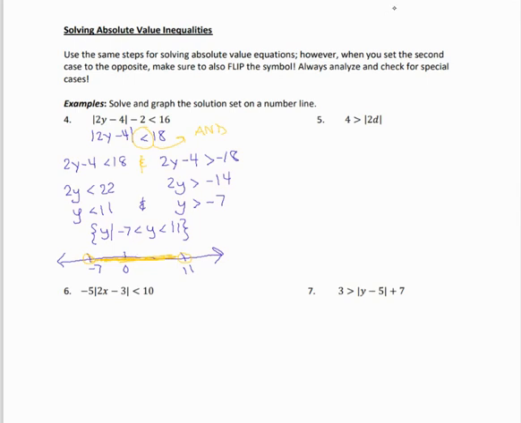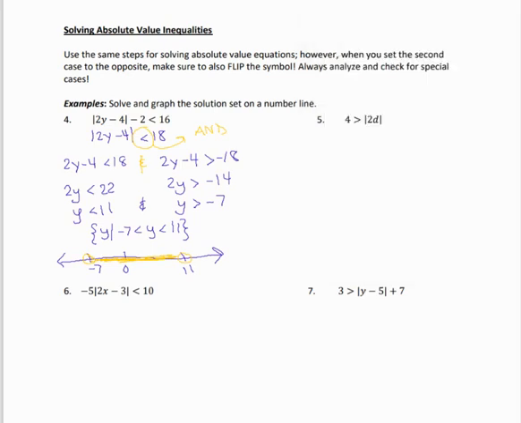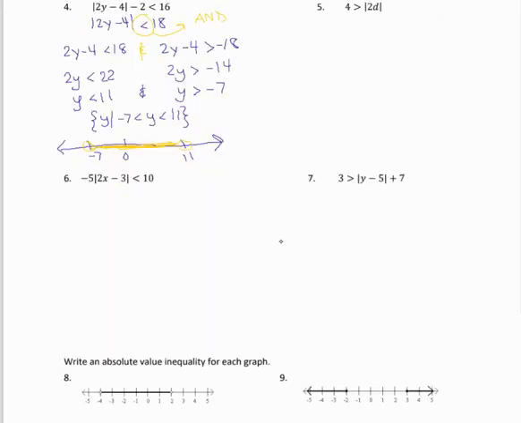Okay, how about number 7? Let's look at number 7 together. For number 7, we want to get the absolute value alone. So we subtract 7. That gives us negative 4. And I'm a big advocate of having the absolute value on the left-hand side, or your variable on that left-hand side. So I'm going to switch that.